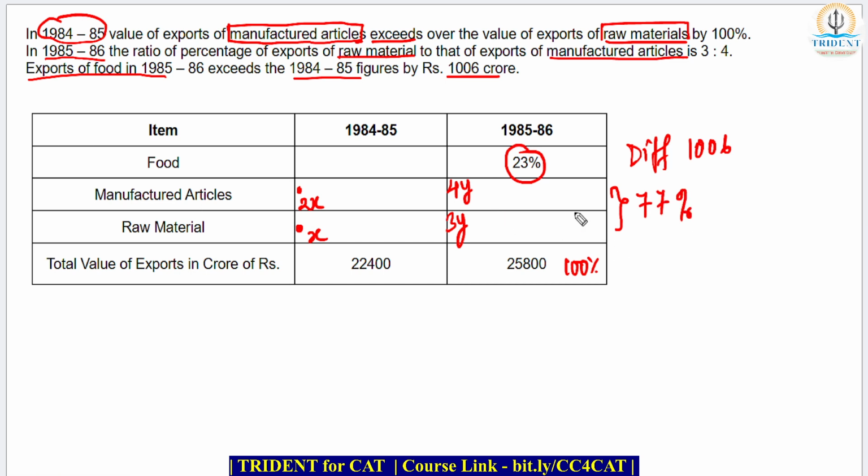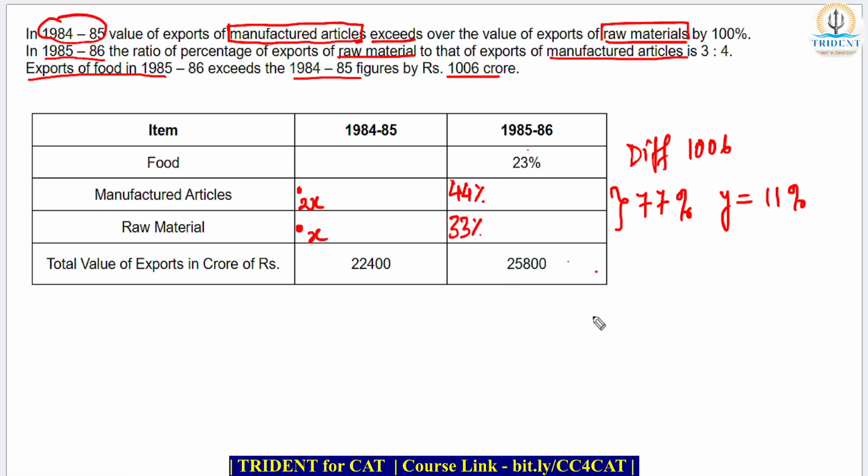Now all of this can be done mentally. The value of y can be very easily calculated because 4 plus 3 is 7, 7y is equal to 77, y comes out to be 11%. In other words, I can now say that this is 44% and this is 33%. At this point I need to calculate the value of the 44% and the 33% from the 100% that is given. Let's do that.